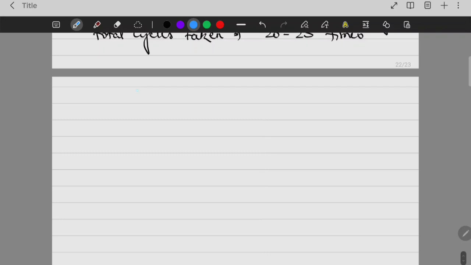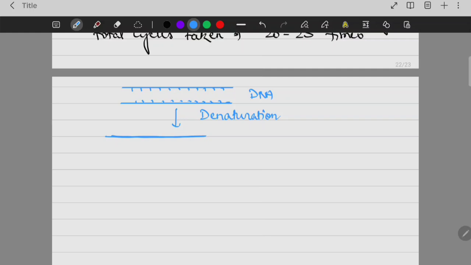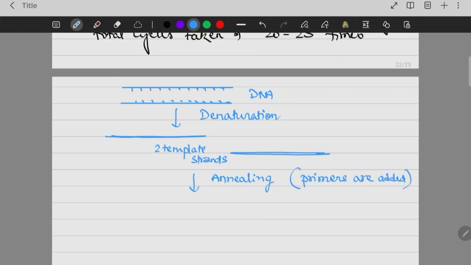So if I draw a diagram here, this is a DNA. Now these are the phases. First is denaturation. Denaturation takes place and two template strands are formed. Now annealing takes place and primers are added. So what will happen here? One is this, another one is this. So here a small primer is attached.